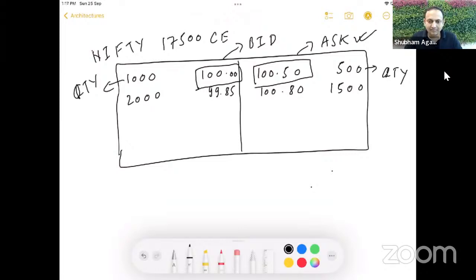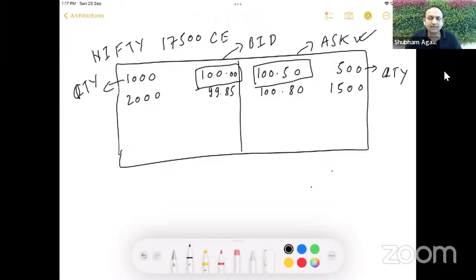So this analytic, we call it a buyer initiated trade. What does a buyer initiated trade mean? It means that the buyer initiated that trade and bought at ask. And how much quantity did he buy? We can plot that data in real time, and that is what we'll be doing.